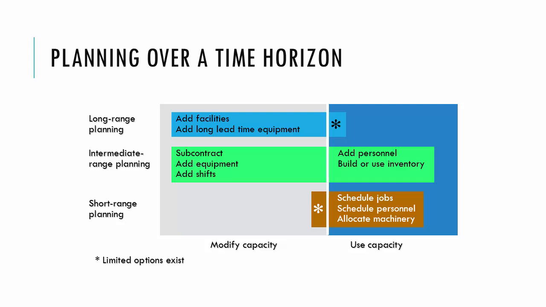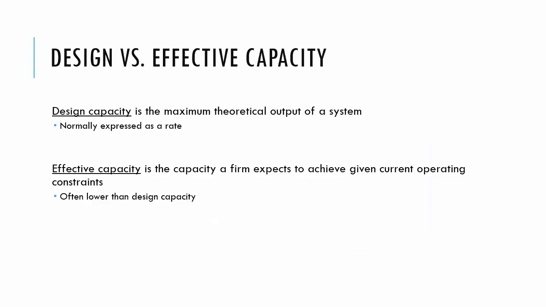At the intermediate range, we have options for both modification and using capacity. You see a few examples of both here. In short-range planning, we primarily have options related to using our current capacity. Much of this is scheduling related, and we will revisit this topic later in the course.